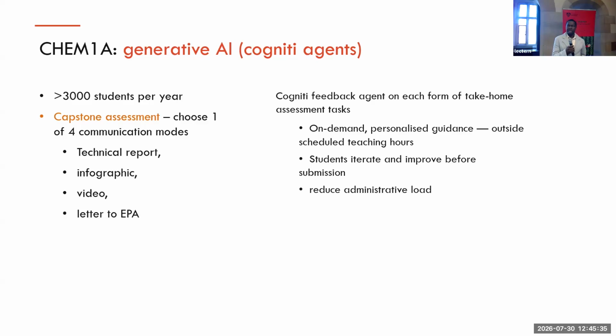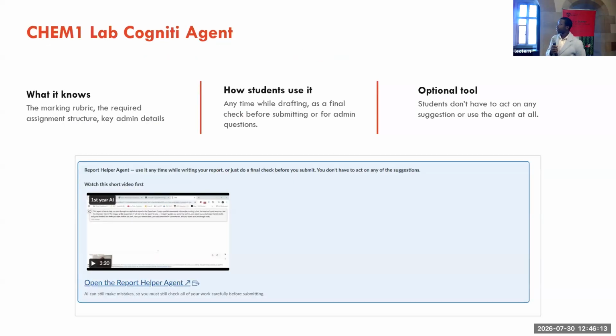So for this one, we built cognitive agents with the hope that students could get personalized guidance on their drafts as they worked through these assignments. They could improve, so they had unlimited chances to improve their work before submitting. And most importantly, for me, it was to reduce my administrative load, because during the time of the assessments, the discussion goes nuts. Like you have 200 questions and you have to answer each one of them. What does this point in the rubric mean? What do I have to do? Like, how do I get started? So this is the structure, classic cognitive interface.